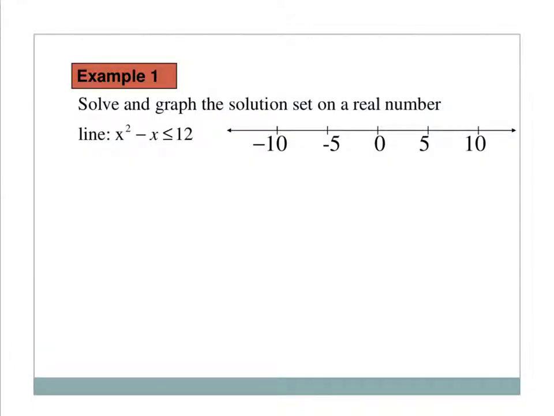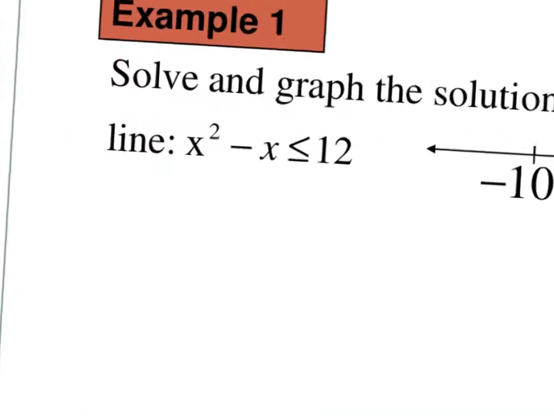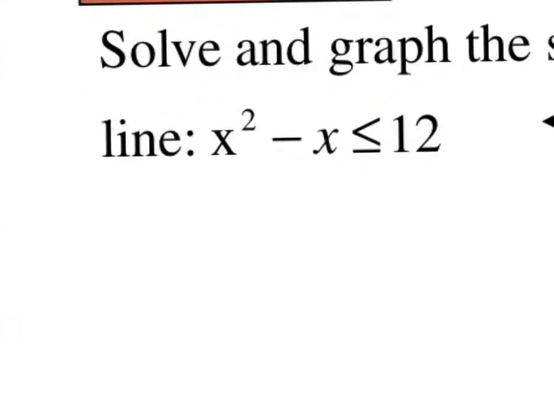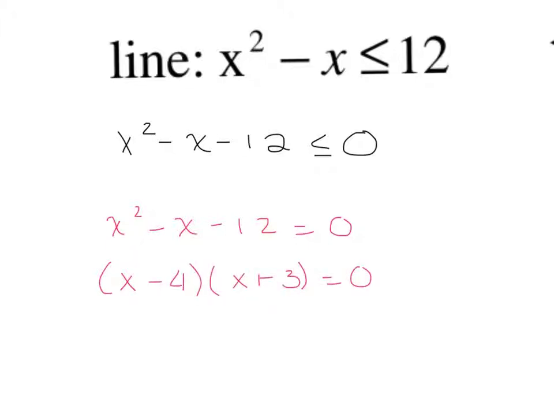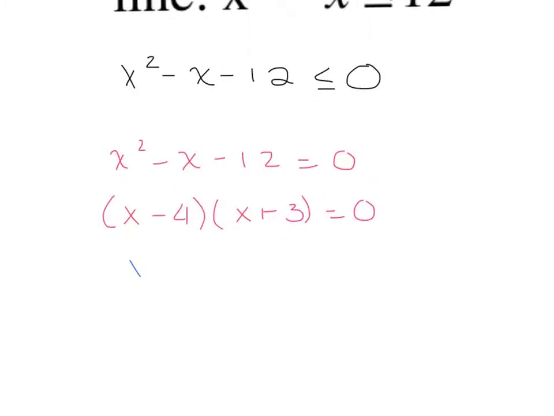Alright, so here's our first example. Remember, we want to bring the polynomial to one side of the equation so that we have this less than or equal to 0. And then we want to solve the polynomial as if it equals 0. I'm going to go ahead and factor it, so we have x minus 4 times x plus 3. Good. So my boundary points are what? x equals 4, x equals negative 3.